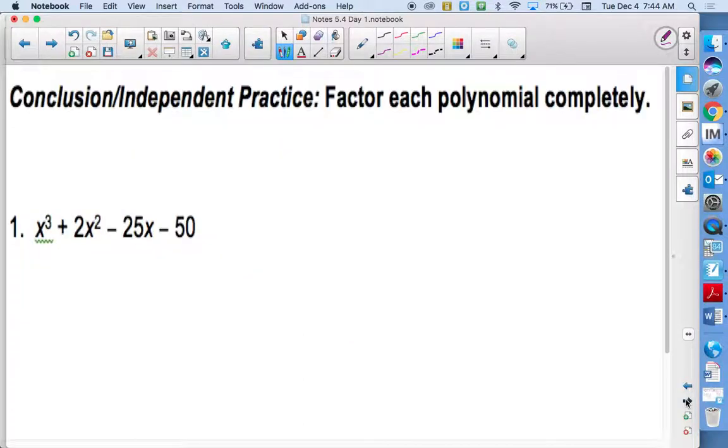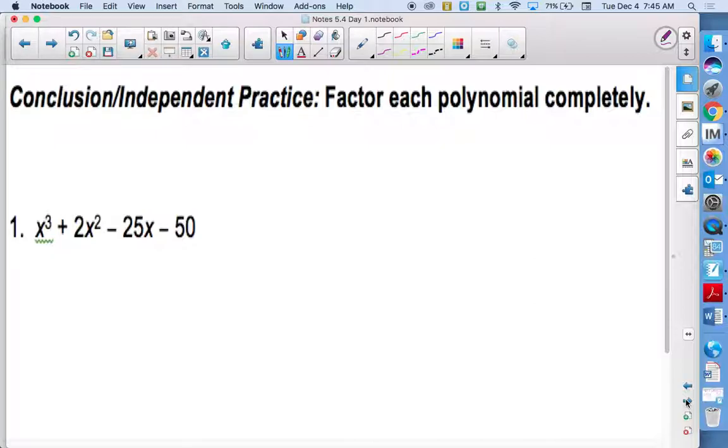So again, just working through some examples here. We'll work through these together. Factor completely. Those are going to be the directions that you now see. So it might not be just a one-step factoring problem, but we might need to use two different types of factoring to get the problem to break down. So we have x cubed plus 2x squared minus 25x minus 50.